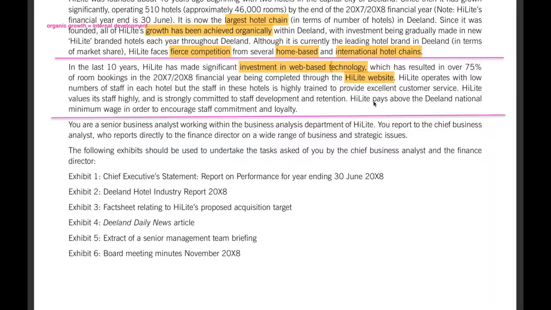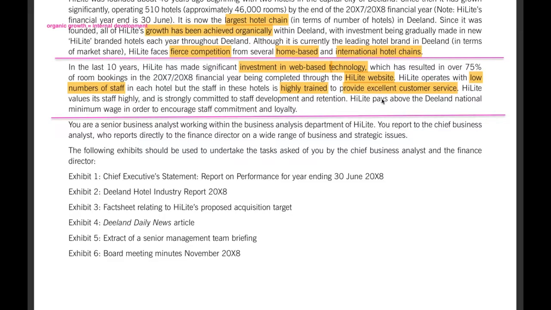What else is actually highlighted here? They have what? Low numbers of staff in each hotel, but the staff in this hotel is highly trained, provide excellent customer service. Okay, this is considered as a strength.